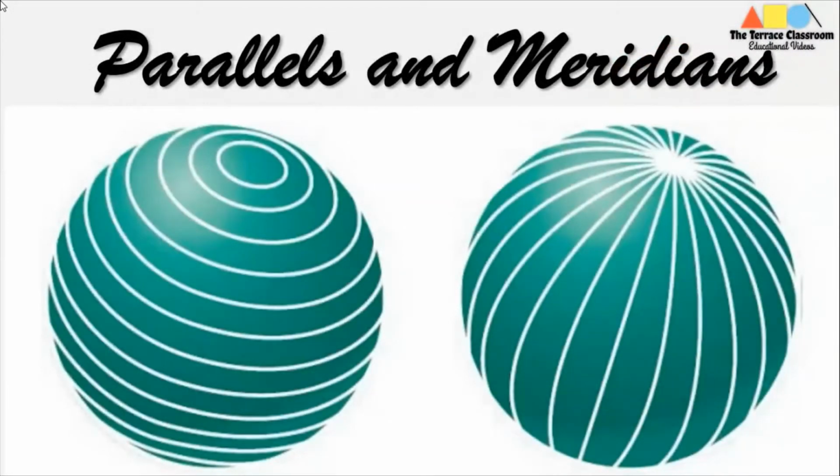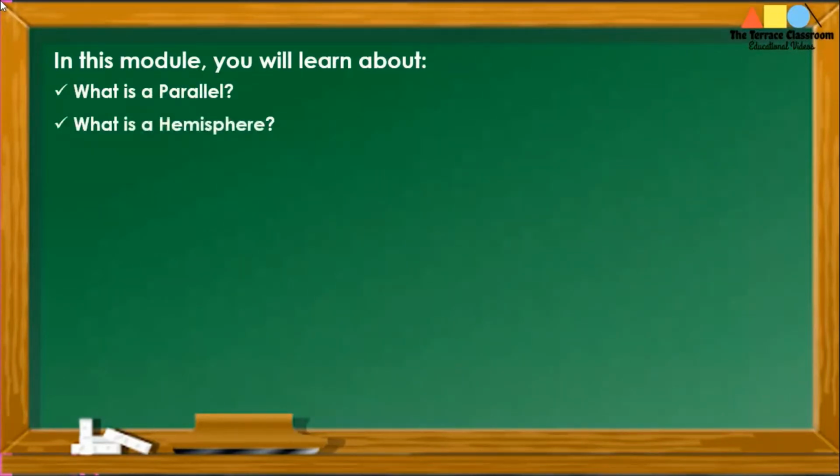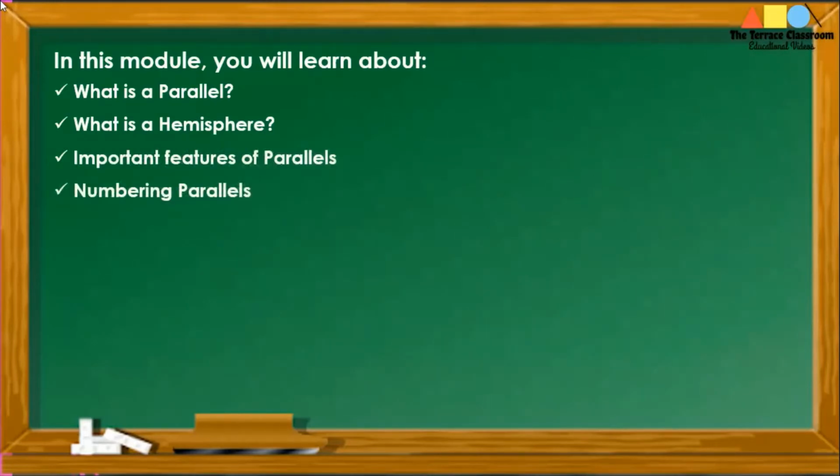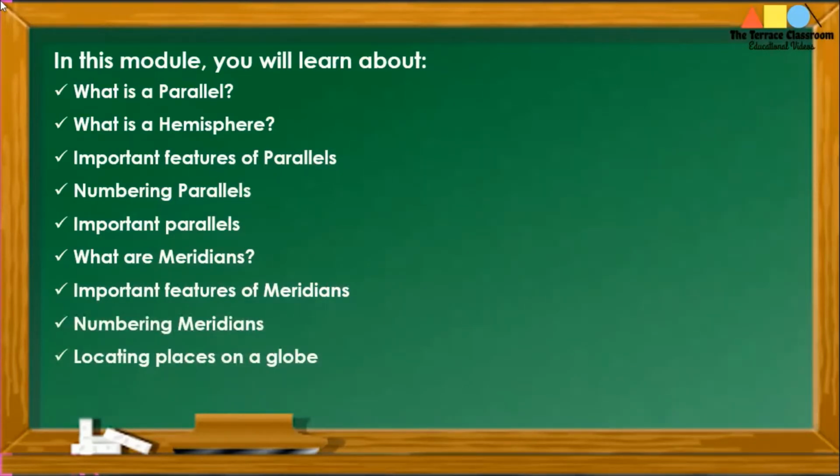In today's video, we will study the next lesson of social science, that is parallels and meridians. In this module, you will learn about what is a parallel, what is a hemisphere, important features of parallels, numbering parallels, important parallels, what are meridians, important features of meridians, numbering meridians, locating places on a globe, and what is a grid.